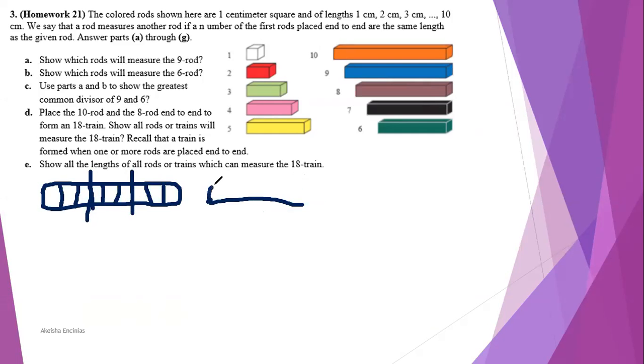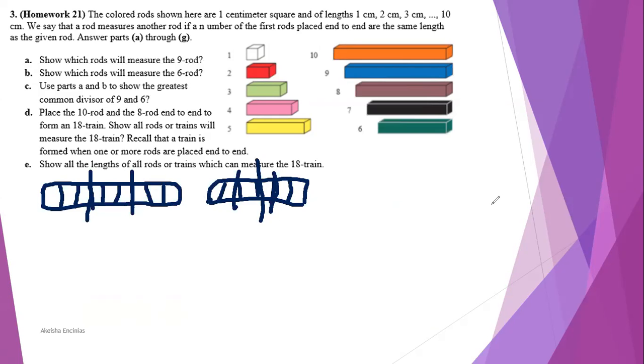I got rid of the rest of my box. There we go. So you're going to have 6 ones, or you can imagine 3 2-centimeter rods, but you can also imagine 2 3-centimeter rods, as well as one 9 centimeter and 1 6 centimeter, obviously.